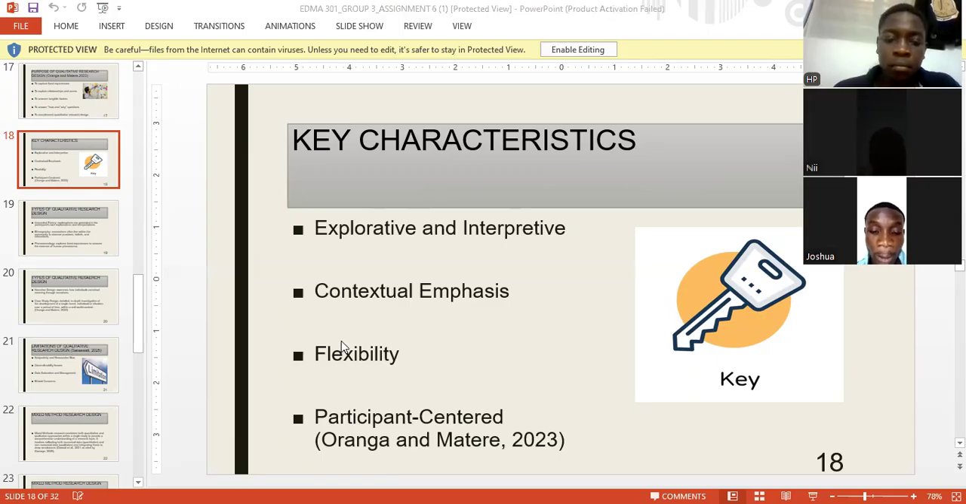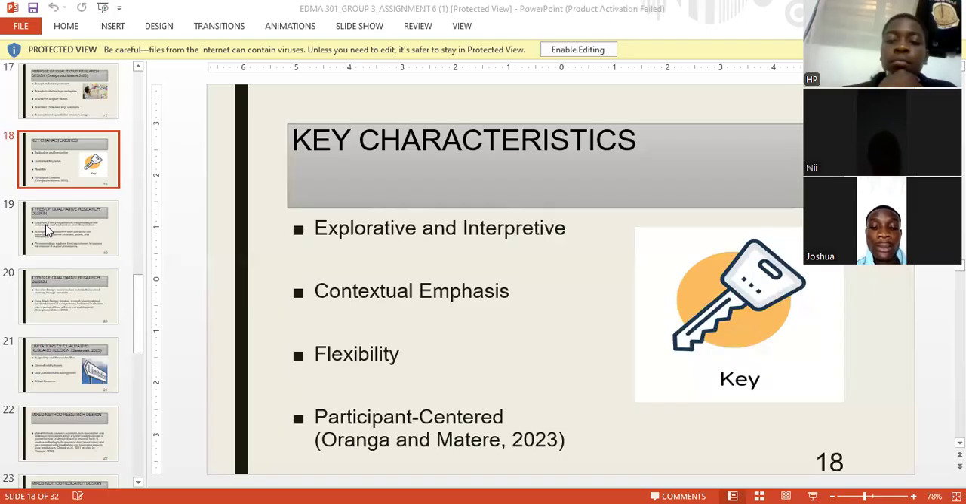And also it's flexible, right? Then we have participant-centered. So here, participant-centered basically talks about the people involved. So the quantitative just asks for the data or goes for the data, then just ignores the people afterwards, right? But with the qualitative, it makes sure that the people are involved, then gets to know their ideas or their reasons behind their choice of answers, right?